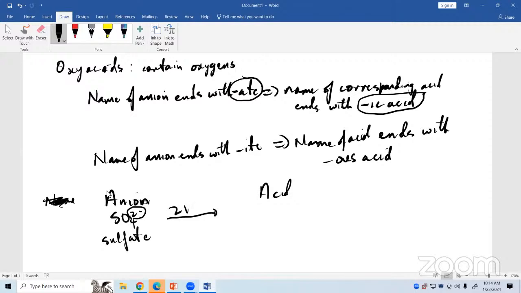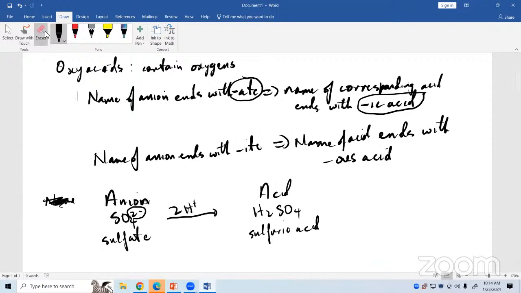In this case, you're going to add 2 hydrogen ions because you have a -2 here, which means that the formula for the corresponding acid would be H2SO4, right? So the name of the corresponding acid would be sulfuric acid. All right? And that's how you do that. Okay, so that's how we deal with acids, or I should say acids which end with ic acid, formed from anions which end with ATE.